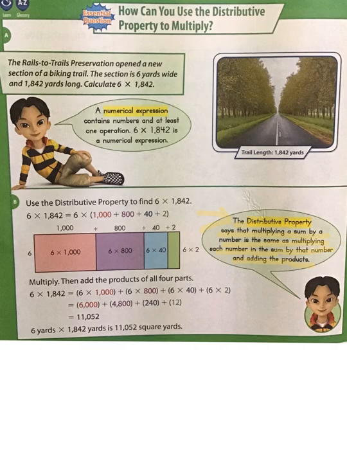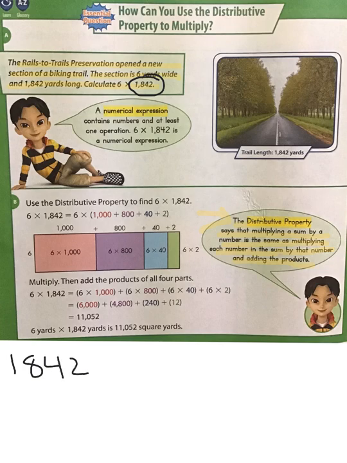Let's take a look at our problem. The Rails to Trails Preservation opened a new section of a biking trail. The section is 6 yards wide and 1,842 yards long. Calculate 6 times 1,842. When we use the distributive property, all we are going to do is break apart this number right here, our bigger number.